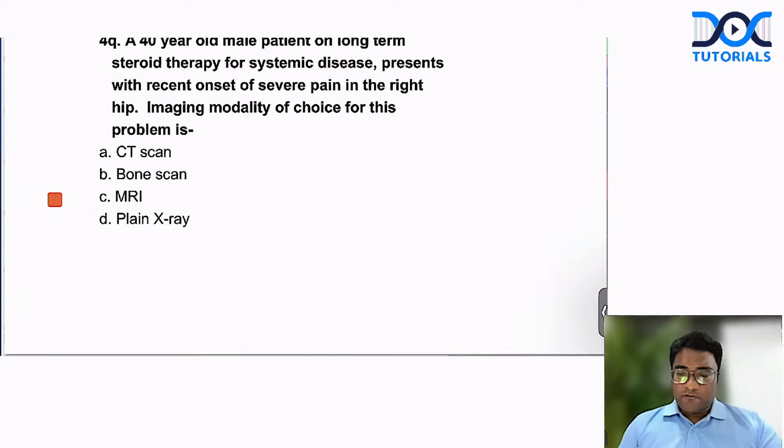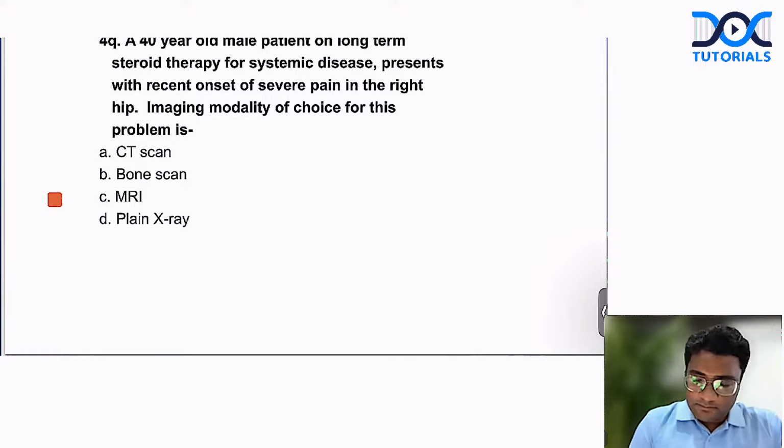Look at this next question. A 40-year-old male patient on long-term steroid therapy for systemic disease presents with recent onset of severe pain in the right hip. Imaging modality of choice for this problem is? Can you tell me the answer for the fourth question? So basically, you have long-term steroid use and hip pain.